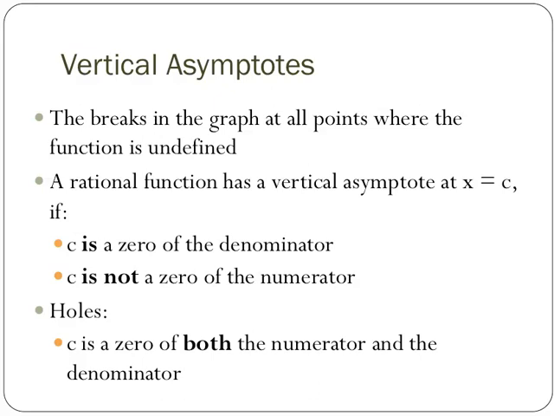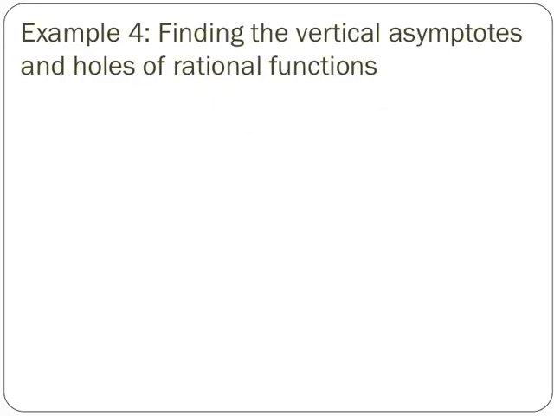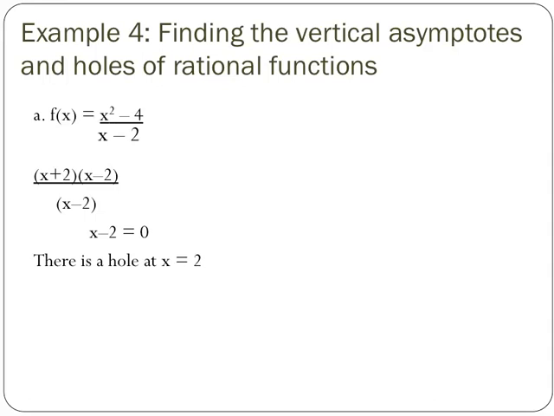Take a look at example 4. f(x) equals (x squared minus 4) over (x minus 2). So we can factor as much as we can first. We have (x plus 2)(x minus 2) in the numerator over (x minus 2). Now you're looking for vertical asymptotes and holes. So look at the denominator, and we have an x minus 2. Now we set that equal to 0, and we know that x equals 2. Now because this shows up in both the numerator and the denominator, we know that this is going to be a hole at x equals 2.